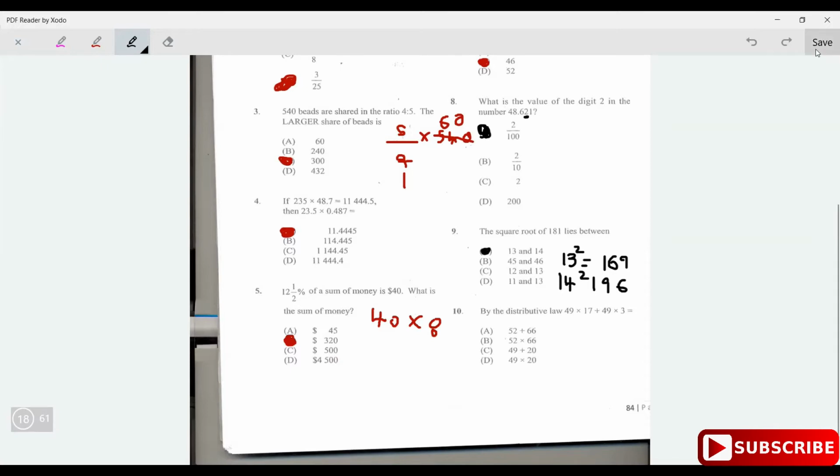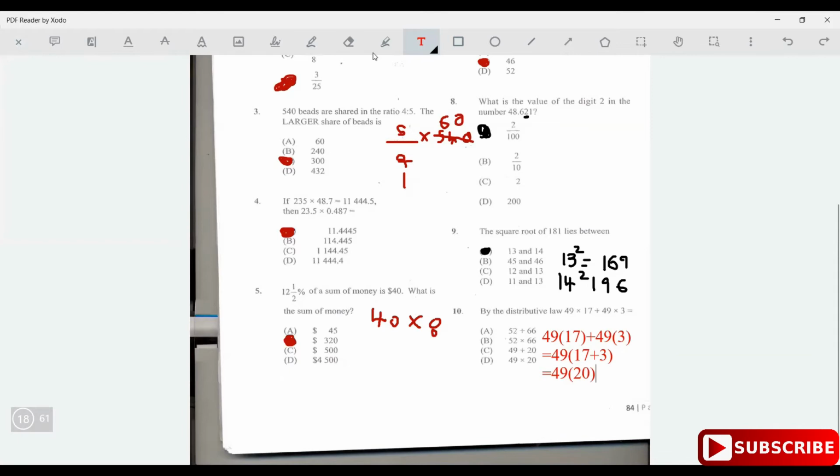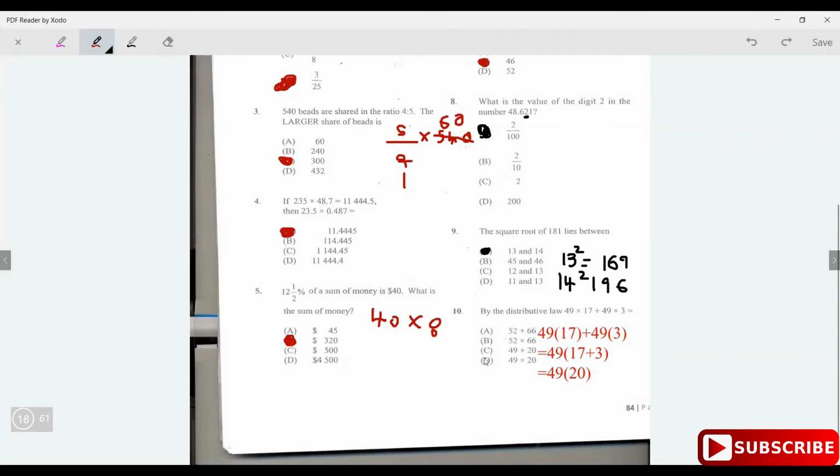Question 10. By distributive law, simplify 49 times 17 plus 49 times 3. All right. So we factor out 49, and what we're going to get is 17 plus 3. 17 plus 3 is 20, so we get 49 times 20, and that is option D for delta. Nice. Easy question.